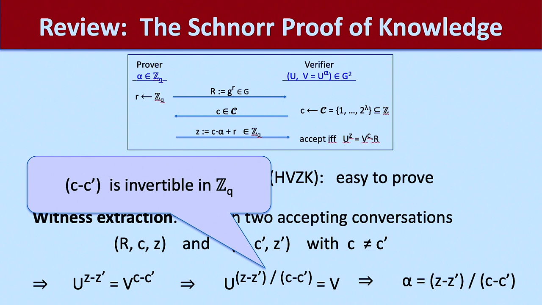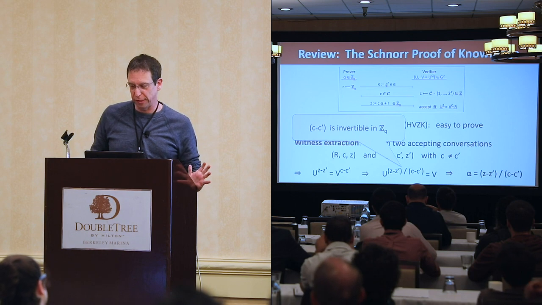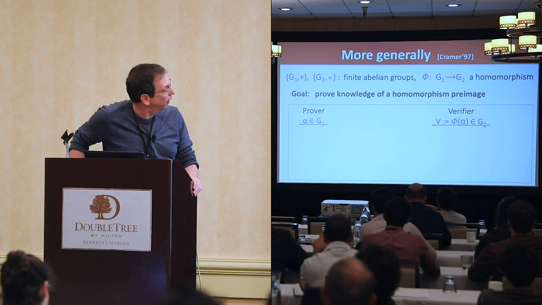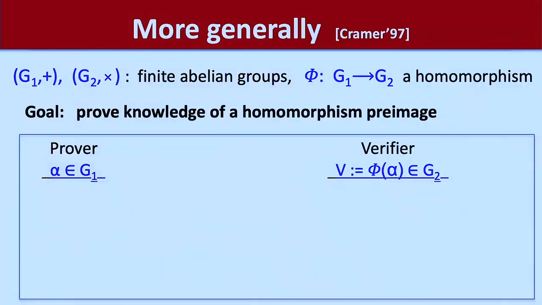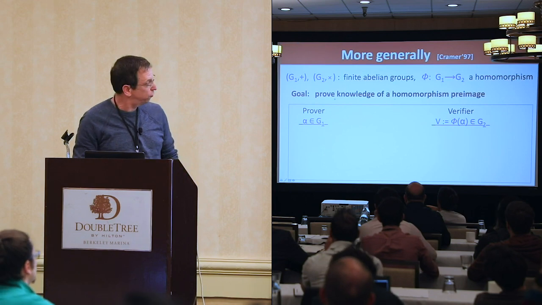This works because delta C is invertible in Z_Q, which allows us to extract a witness from this protocol. Fantastic. All right. Since we talked about the Schnorr discrete log protocol, I can't resist and just tell you that this is an instance of a much more general class of protocols. The more general class is proving knowledge of a homomorphism preimage. Let me just make sure everybody knows this too.